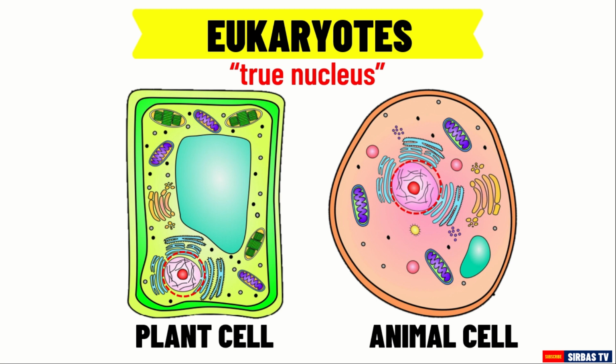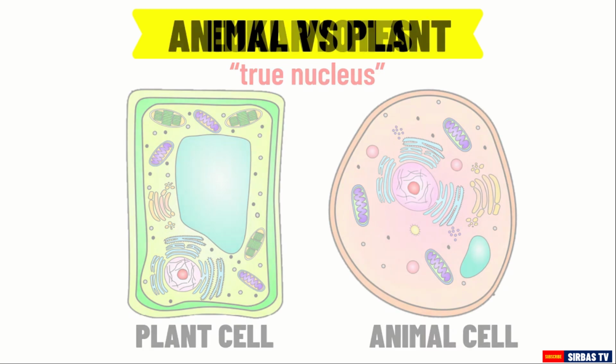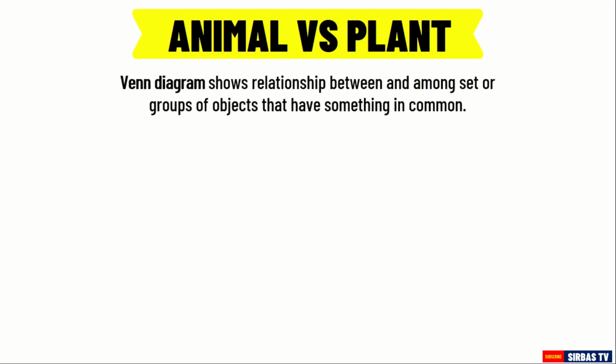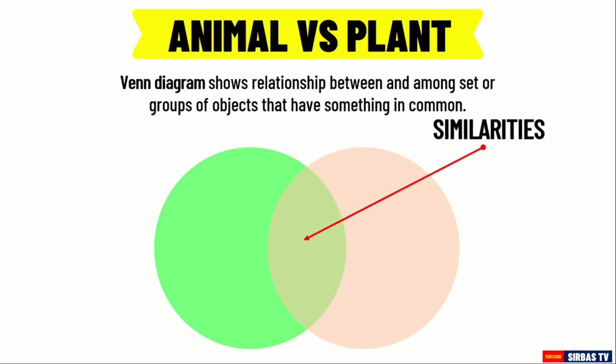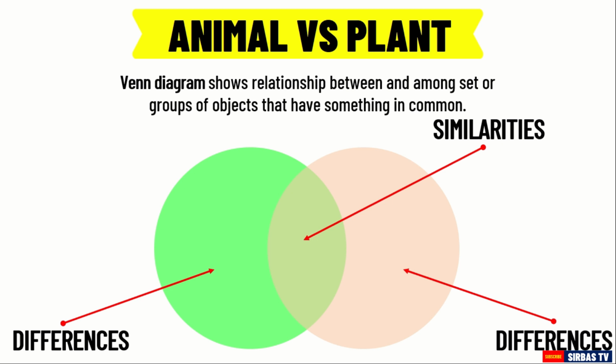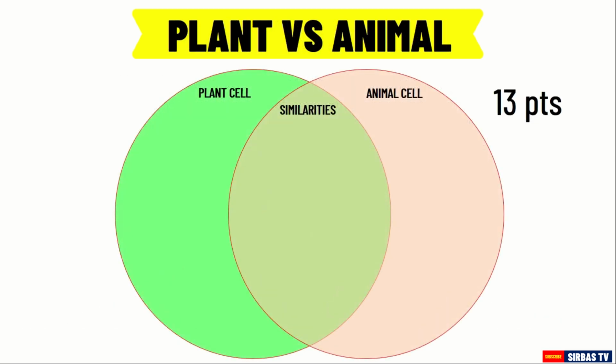Let us organize the similarities and differences of animal and plant cells using a Venn diagram. A Venn diagram shows relationship between and among sets or groups of objects that have something in common. It uses two circles that overlap with one another. The common things are found in the overlapping area, while the differences are in the non-overlapping areas. Try to do a Venn diagram of animal and plant cells. You can compare your answers with the answer key at the end of this video.